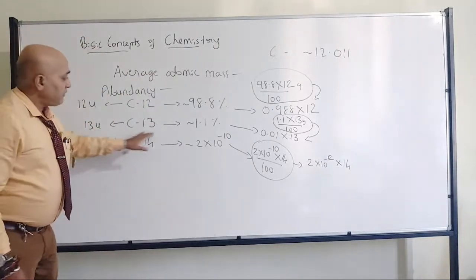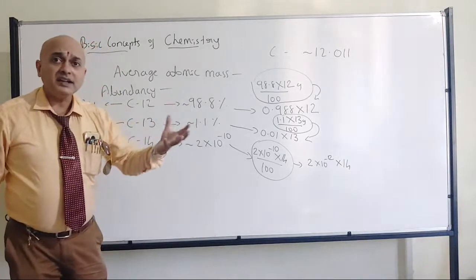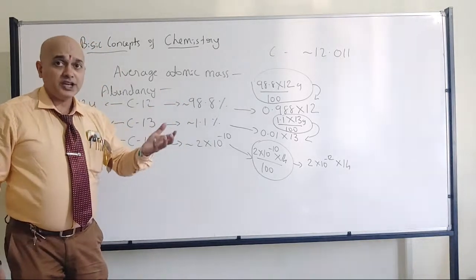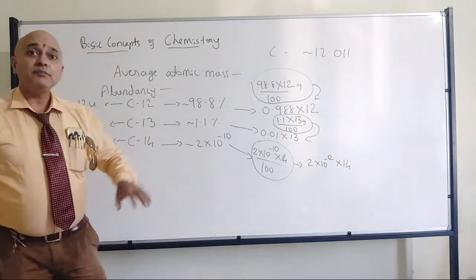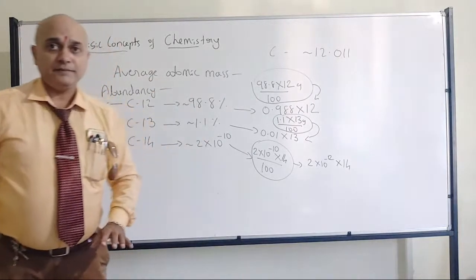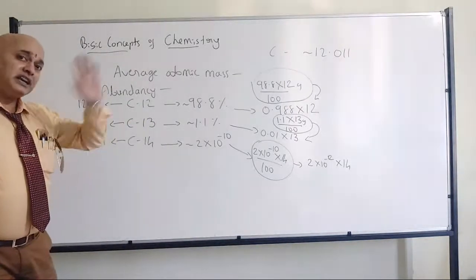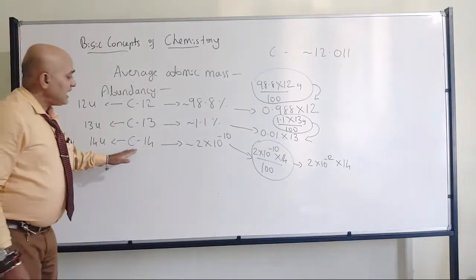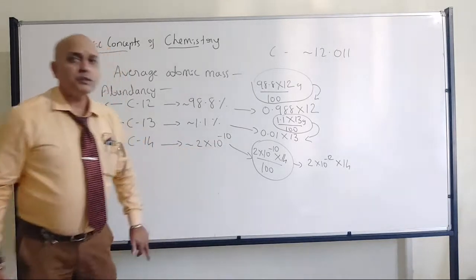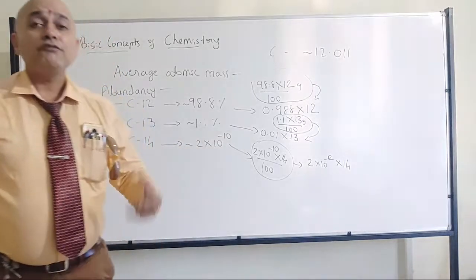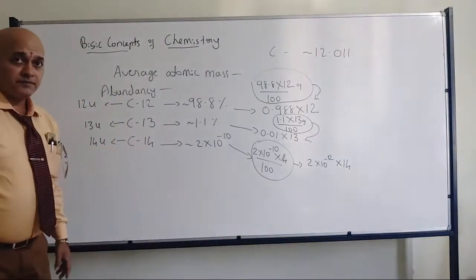Same way, if I take 100 gram of carbon from nature, approximately 1.1 gram will be carbon 13 only. And carbon 14 will be just 2 into 10 to the power of minus 10 gram. Very little carbon 14 will be there.